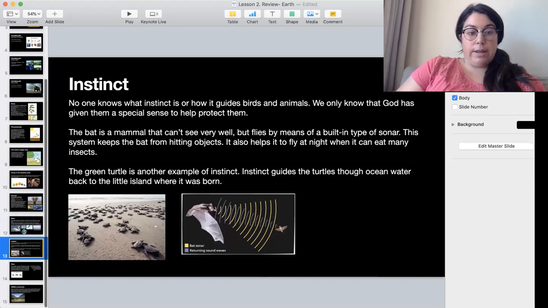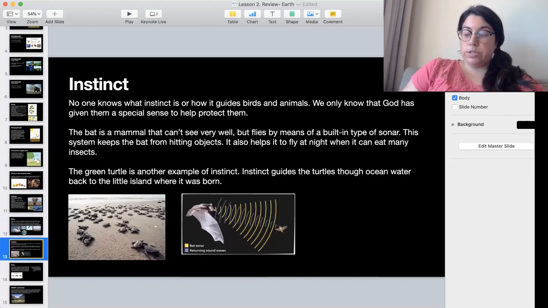Okay, and since we're talking about instinct, let me show you some other examples. Okay, instinct is something that God gives the animals and it helps them and protects them. We don't know exactly what instinct is and we don't know how it works, but we know that God gave animals a special sense to help them and protect them, okay?